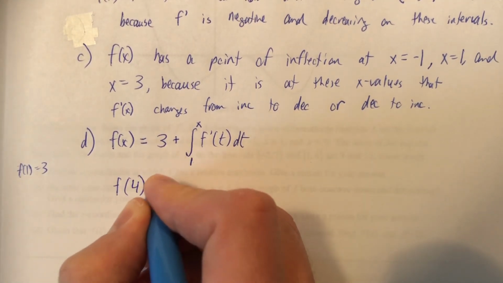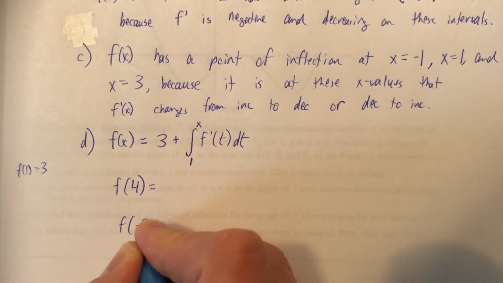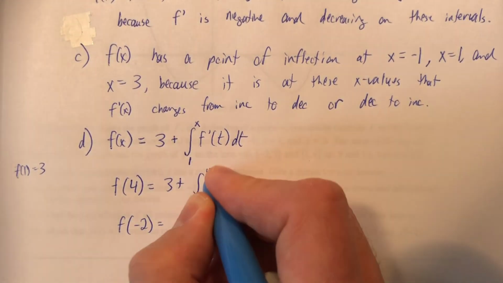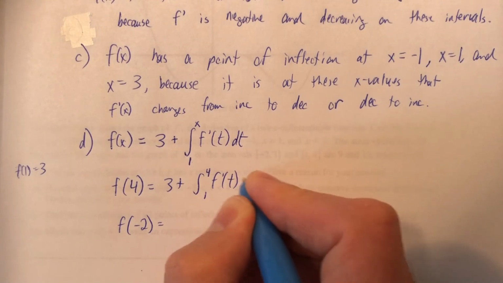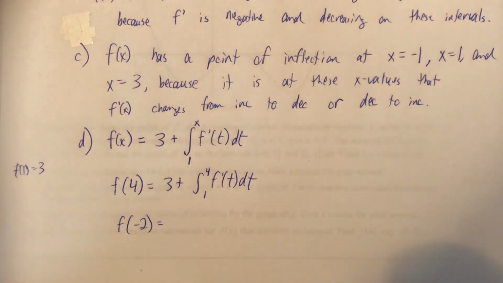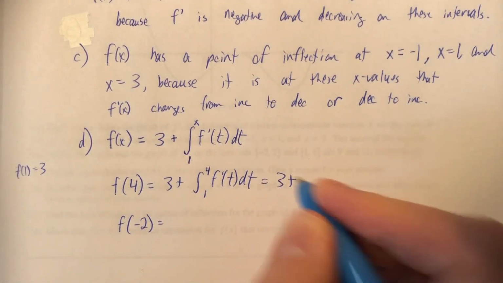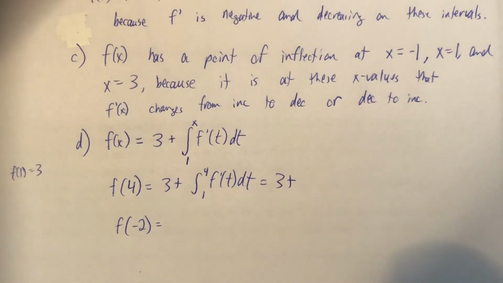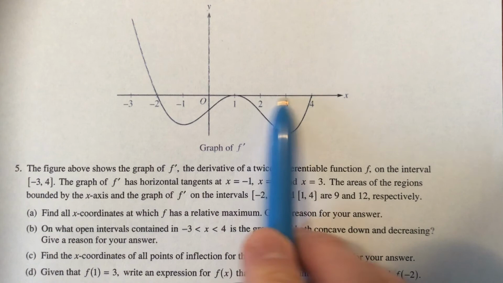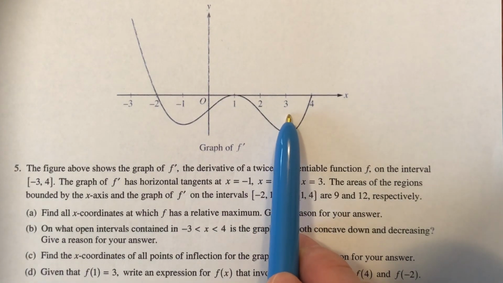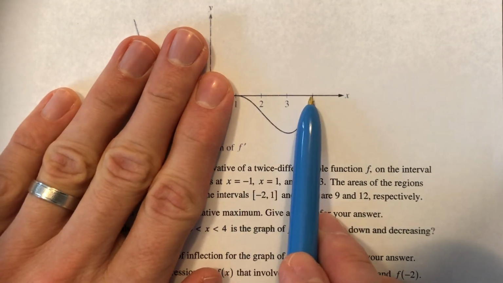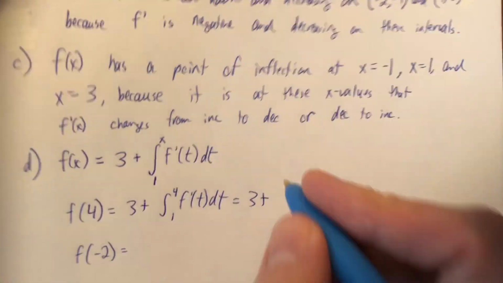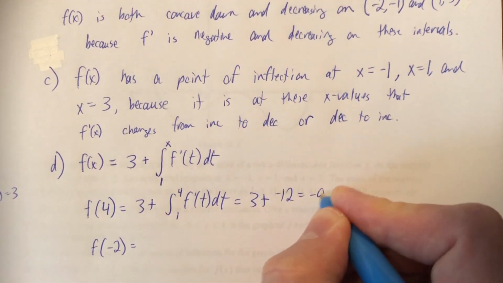They said find f of 4. They also said find f of -2. So let's do it. 3 plus the integral from 1 to 4 of f prime of t dt. And this is a graphical thing. So 3 plus, I want to know the area from 1 to 4. Well, the area from 1 to 4 is this, and they told me it was 12. Now, I am moving forward, and this is below the x-axis, so it's -12. So it's 3 plus -12, so -9.